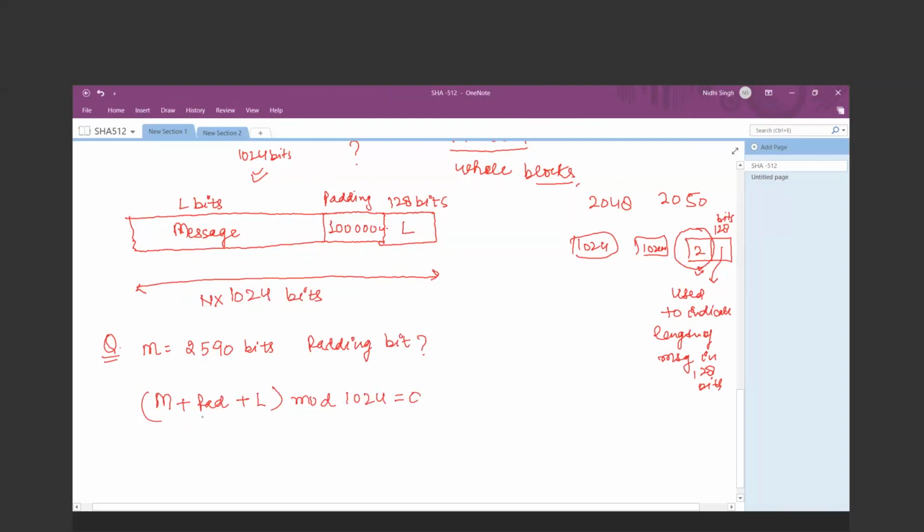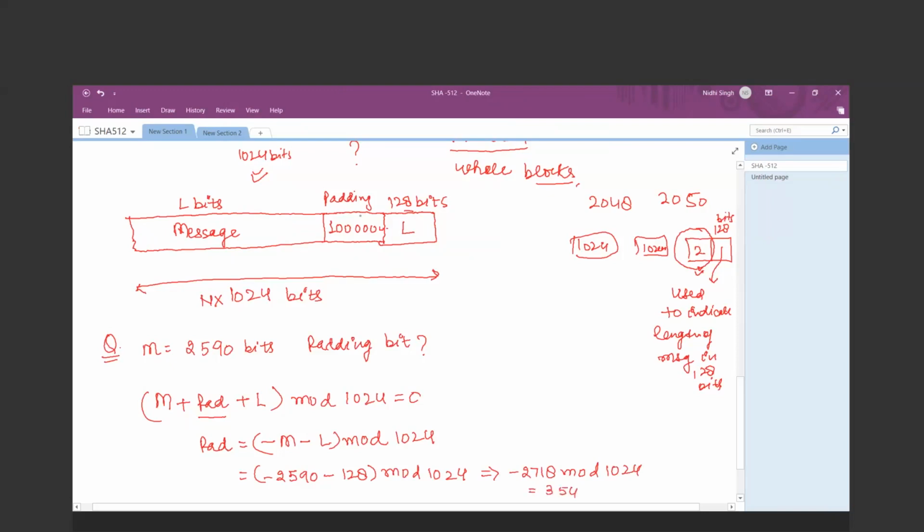So if we want to calculate padding bits, what is my formula? Padding = (-m - L) mod 1024. Now put the values inside the formula. What is the m value? That is 2590. What is the L value? The L value is 128, which is reserved. So the answer is -2718 mod 1024. If you solve it, your answer will be 354.